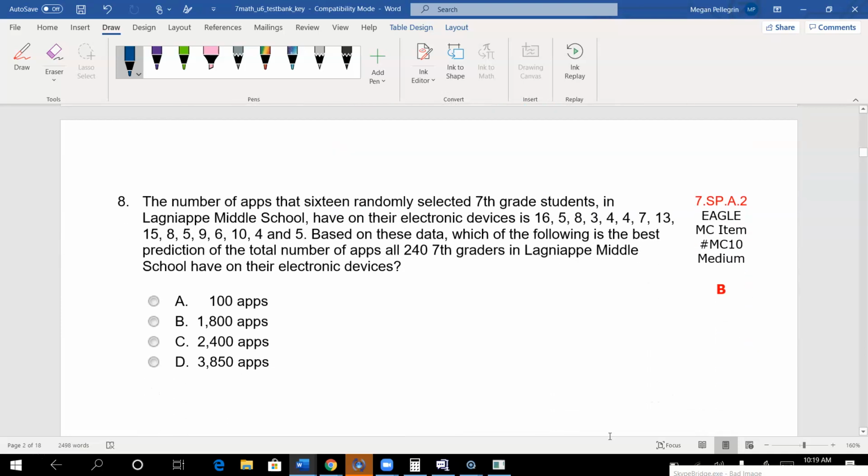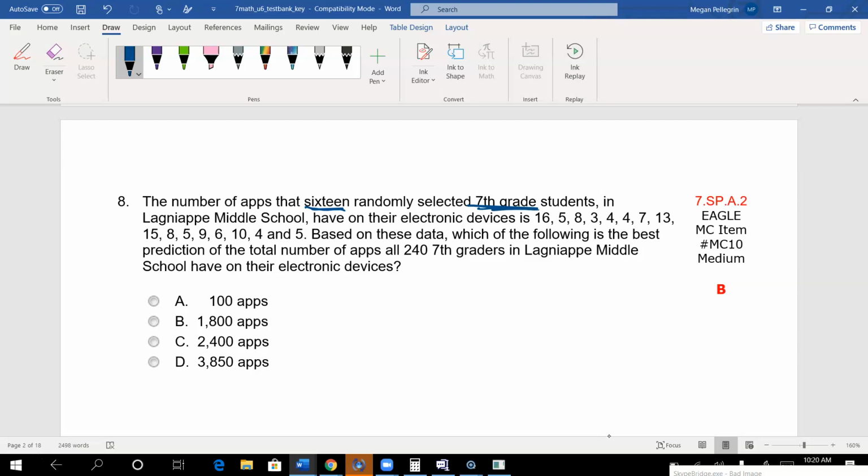Number 8. The number of apps that 16 randomly selected 7th graders in Lanyap Middle School have on their electronic devices. So they are looking at 16 randomly selected 7th graders. So they are only looking at 7th graders.